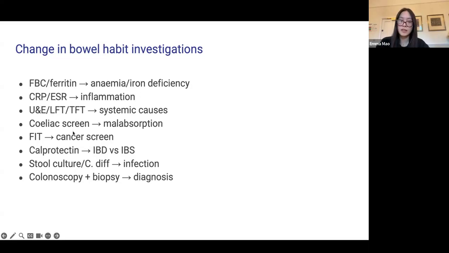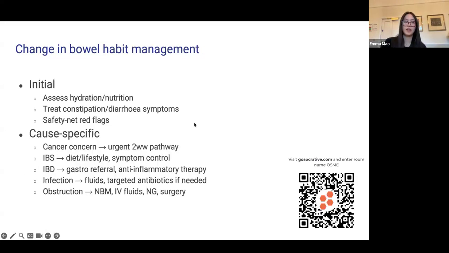And then we have a celiac screen for malabsorption, and then a FIT test to look for any blood in the stool suggesting cancer, just the screen for cancer. And then calprotectin, a stool test to see if there's any inflammation, which, if there is, sort of rules out IBS. Okay, and then stool culture to check for infection, and also colonoscopy and biopsy if there are any lesions that want to be seen.